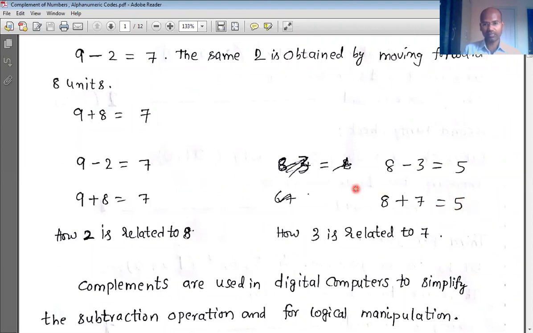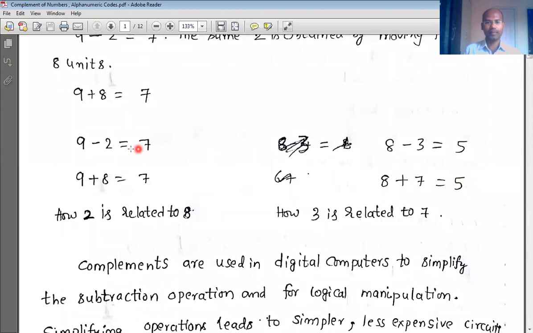So in these two examples, what we have observed is subtracting 2 from 7 is the same as adding 8 to 9. Subtracting 3 from 8 is the same as adding 7 to 8. So if you make out the relationship between 3 and 7, how is 7 related to 3? In this example, how is 8 related to 2? If you can make out that relation, then you can use addition circuits for subtraction also. You don't need separate subtraction circuits.